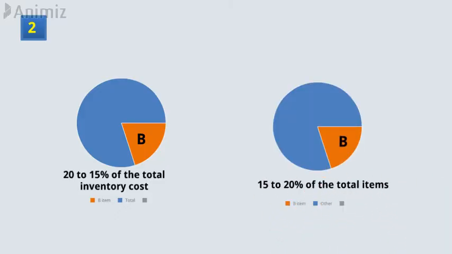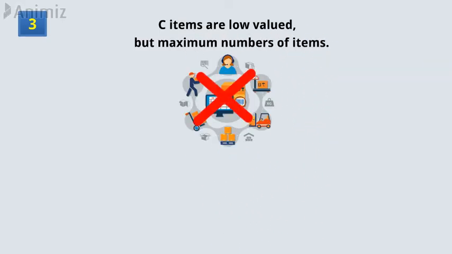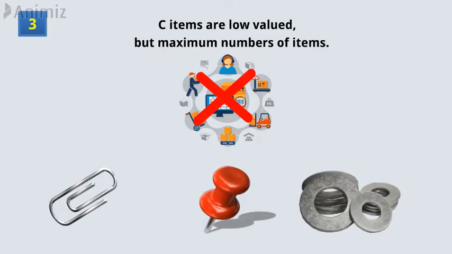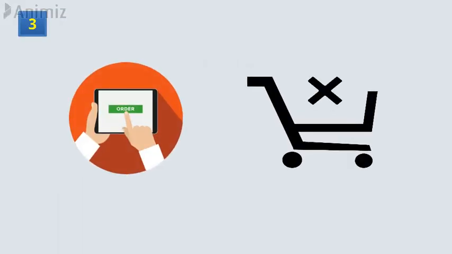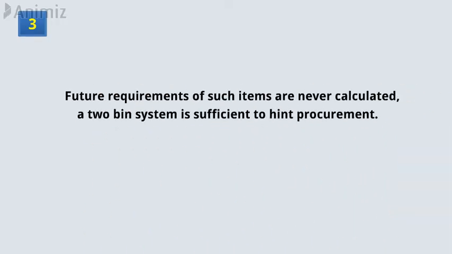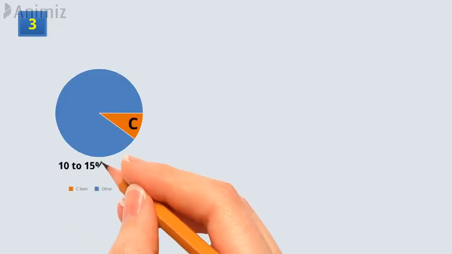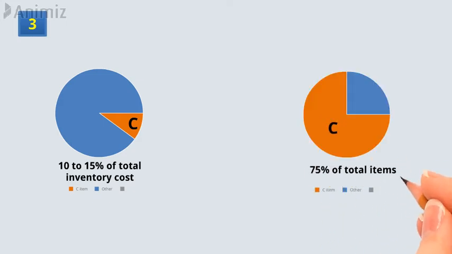the total items. 3. C items are low valued, but are the maximum number of items. They do not require any control. These are the least important items like clips, pins, washers, etc. They are reordered just before they finish. Future requirements of such items are never calculated, and a two-bin system is sufficient to trigger procurement. C items generally account for 10 to 15% of total inventory cost, and they constitute about 75% of total items.